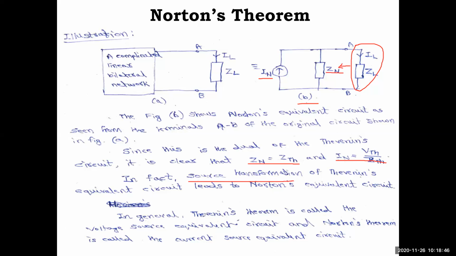That's why in general, Thevenin's theorem is called the voltage source equivalent circuit, and Norton's theorem is called the current source equivalent circuit. So hope this is clear.